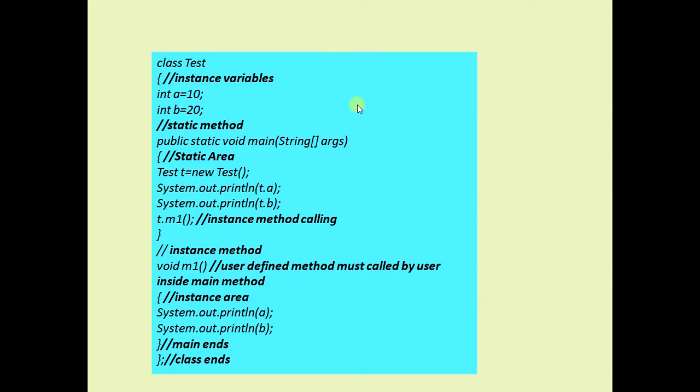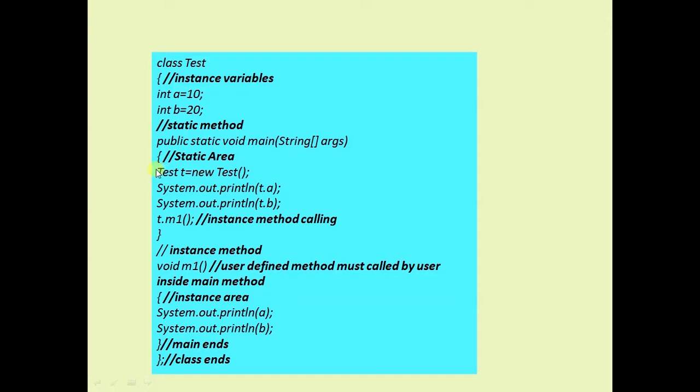See, this is the class and Test is my class name. I am defining two variables, a and b. These are my two instance variables because these are written outside the main method, and this is my static method and this is the static area.